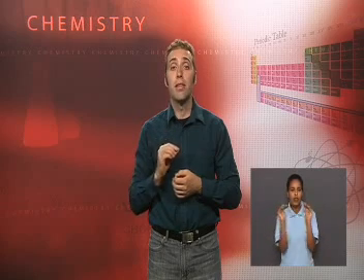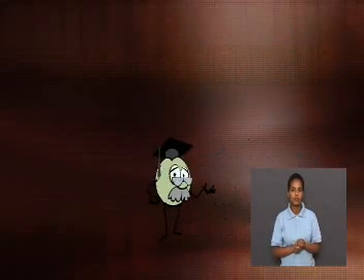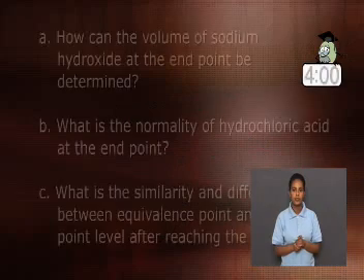Students, from the process we just described, how can the volume of sodium hydroxide at the end point be determined? What is the normality of hydrochloric acid at the end point? Also, what is the similarity and difference between equivalence point and end point level after reaching the end point? Students, let's get ready. Begin.